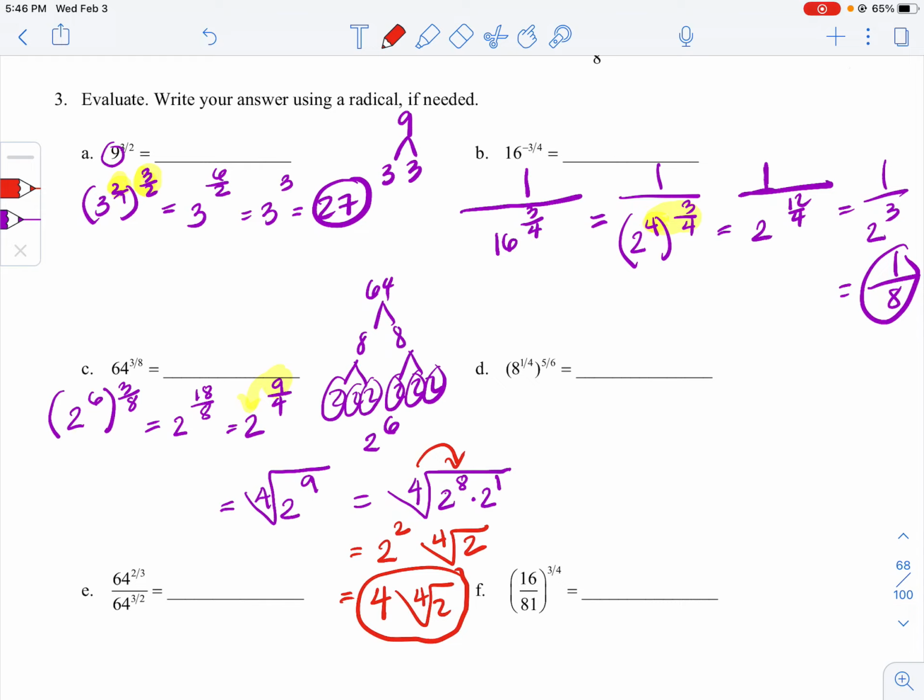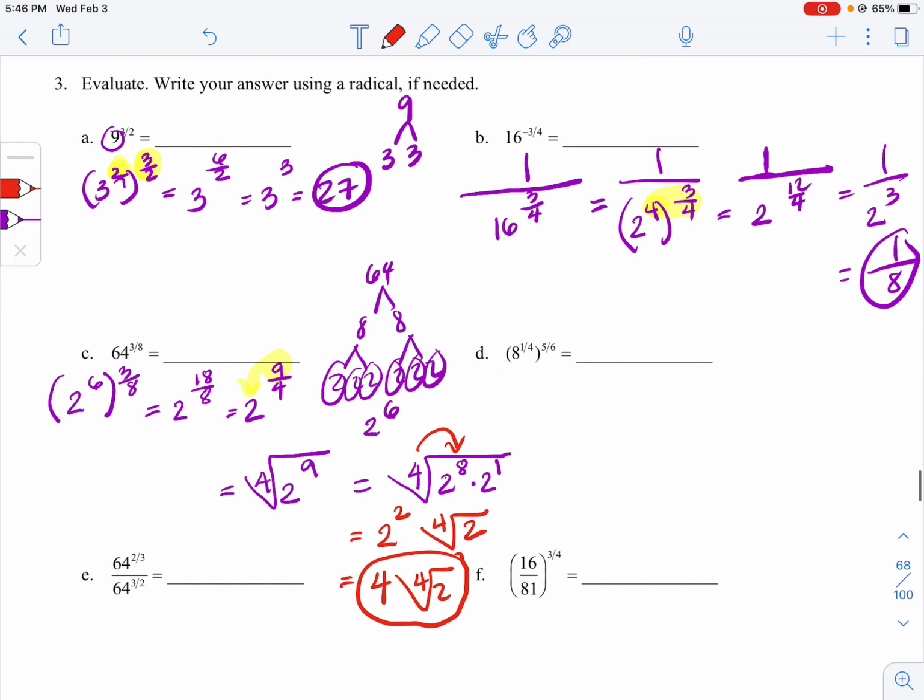Okay, now we have letter D. And we already know what D means. We know what that rule is, right? Do we know what rule this is? This is called exponent, power of a power. So I can just multiply the two powers. Or I could simplify this first and then do that. It doesn't really matter. So let us do it this way.